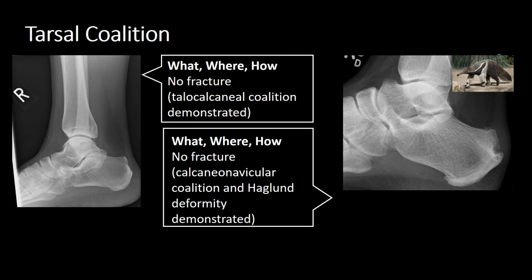So, on the left, what, where, how? No fracture. Talocalcaneal coalition demonstrated. On the right, what, where, how? No fracture. Calcano-navicular coalition and Haglund deformity demonstrated.